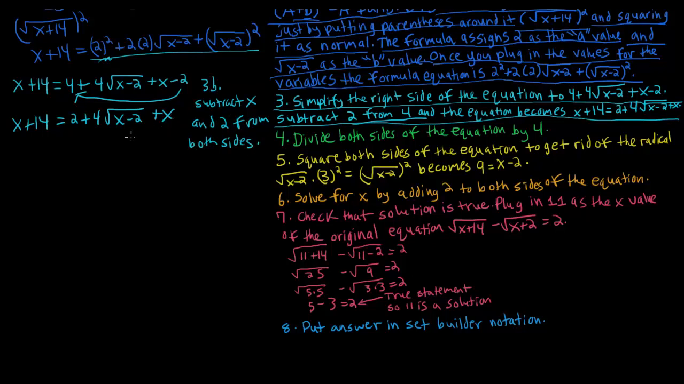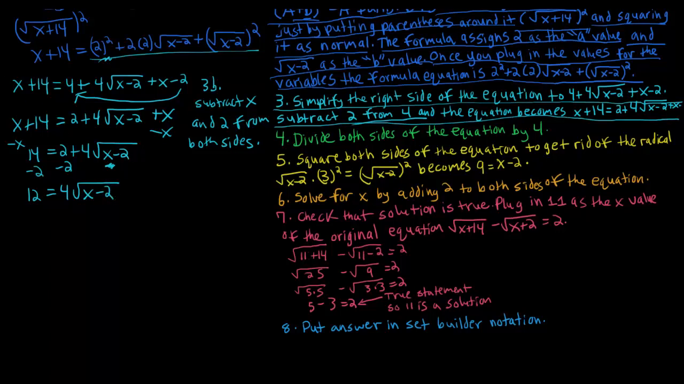So we're trying to get rid of this x, so we could subtract x from both sides, minus x. So it leaves us with 14 equals 2 plus 4 square root of x minus 2. And then we also want to get rid of the 2, so let's subtract 2 from both sides, because we're trying to get x by itself. So 14 minus 2 is 12 equals 4 square root of x minus 2.